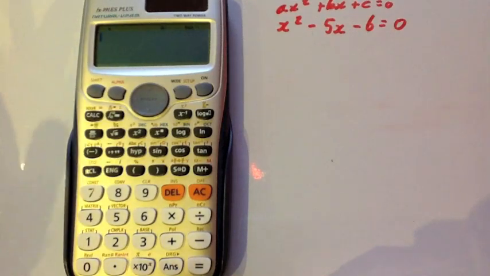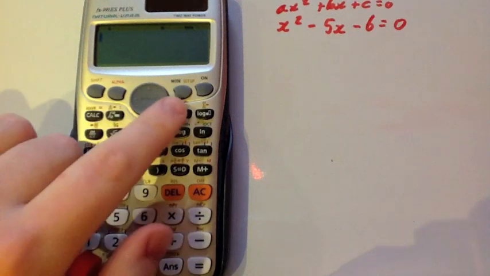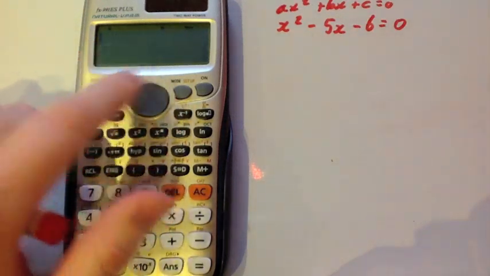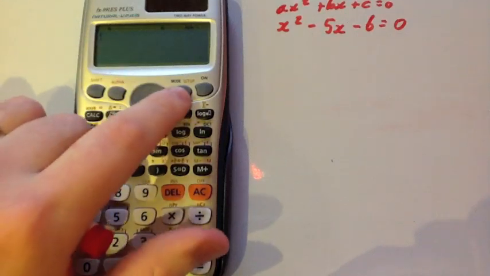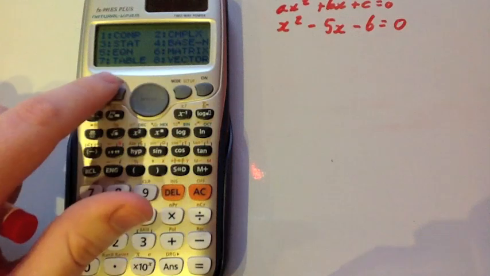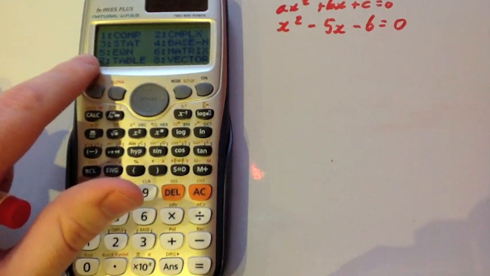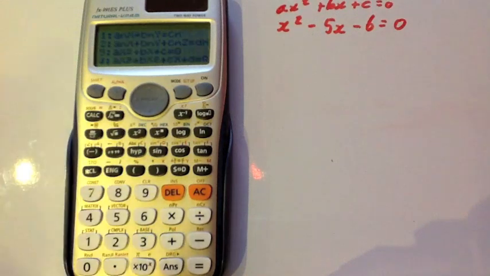Okay, so first of all what we're going to do is change the mode of the calculator. So we've got our calculator just in the normal mode. What we're going to do is press mode here, and you see you've got 8 modes to choose from. We're going to choose number 5, which is EQN, or equation. So mode number 5. Now you're going to be prompted for what type of equation you want to solve.